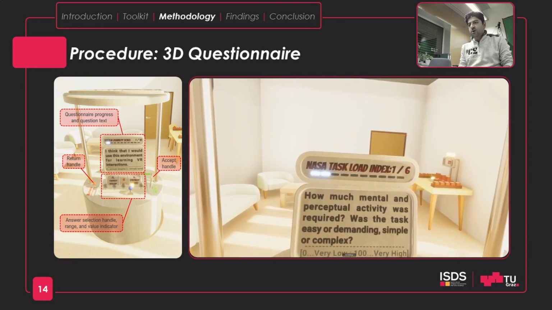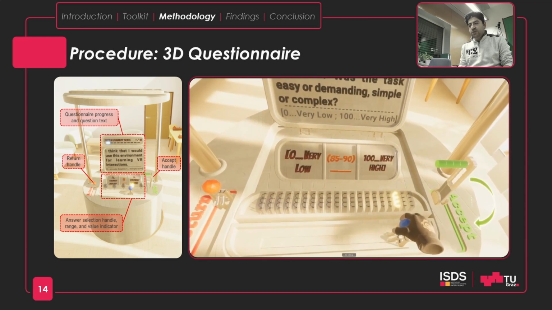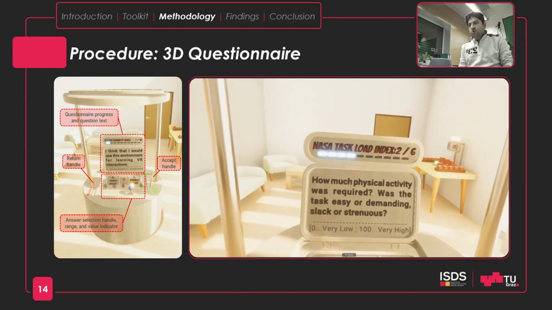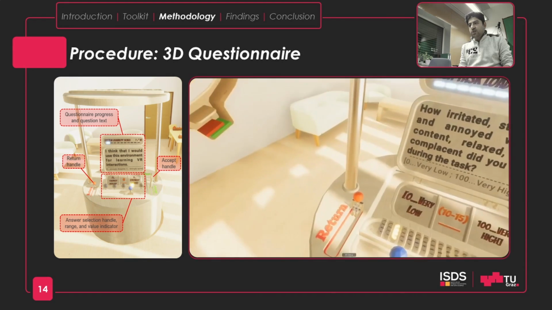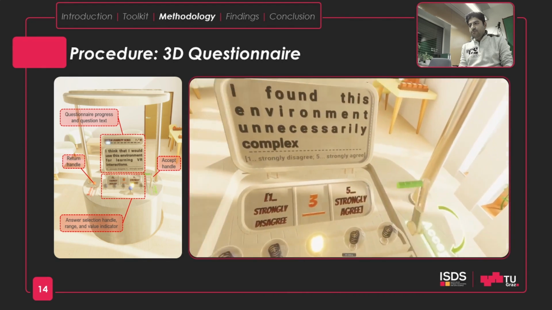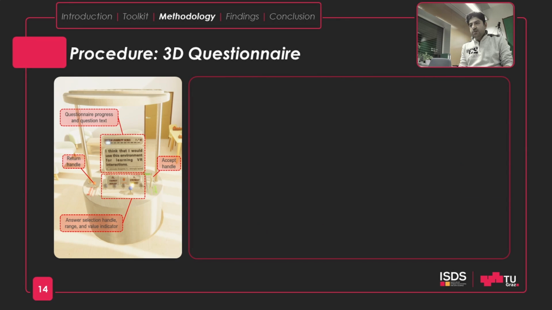Here you can see the structure of the 3D layout questionnaire object in the scene. This interactive questionnaire object consists of 3 main parts. First, the question text and questionnaire progress monitor. Second, the handle for answer selection and the range indicator. Third, the accept and return handle. The user can select the answer with the blue handle and confirm it with the green ones.